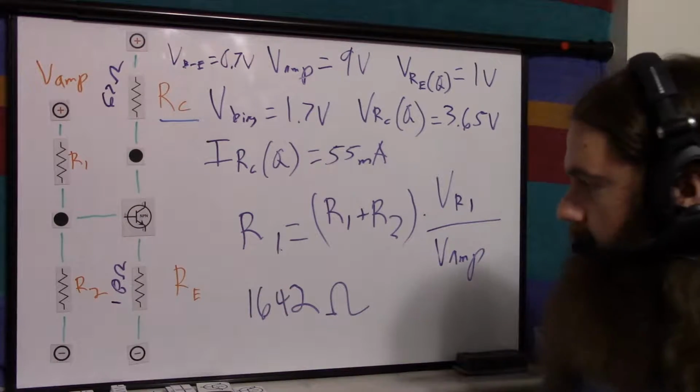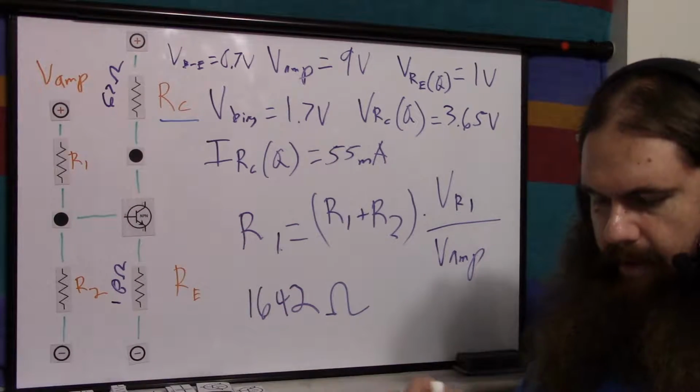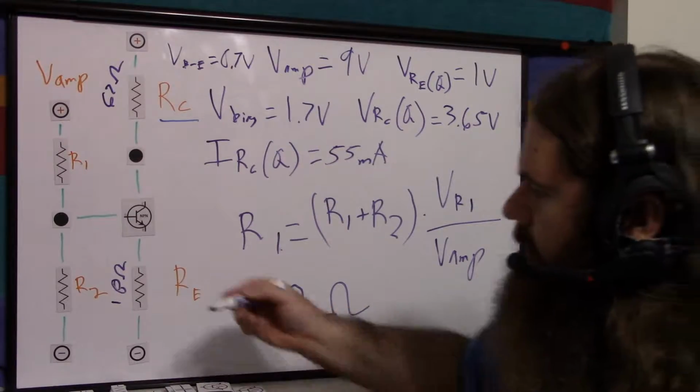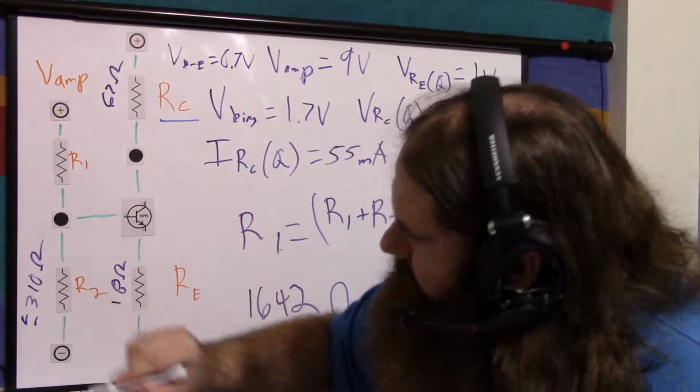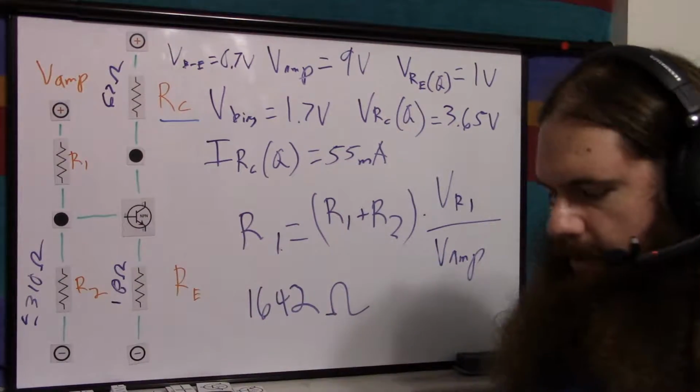So that times our 1642, and I get about 310. So we say about 310 ohms or less there. And then the same thing up here.